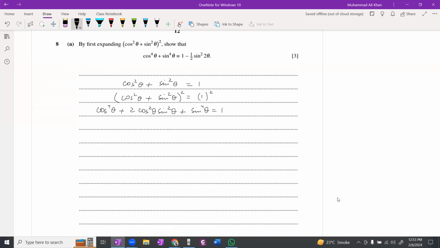equals to 1. So, cos 4 theta plus sin 4 theta equals to 1 minus 2 cos square theta sin square theta. Now, we know sin 2 theta is equal to what?